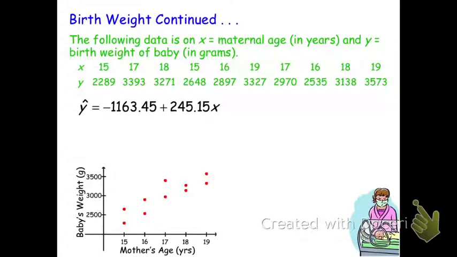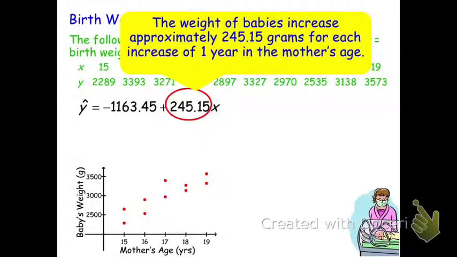Okay, if I were to interpret the slope, and remember you have to have these interpretations memorized for this test and for life from now on, basically your Y value increases 245.15 grams for each increase in one X value. So for every year that a mother's age increases, the baby's weight increases by 245.15 grams. For each increase in blank.